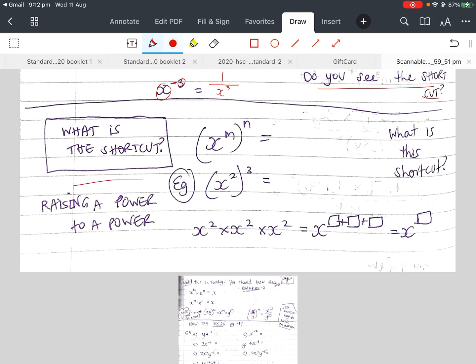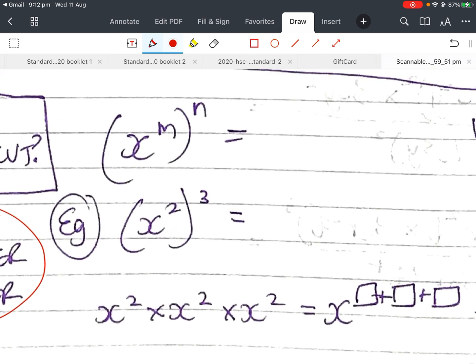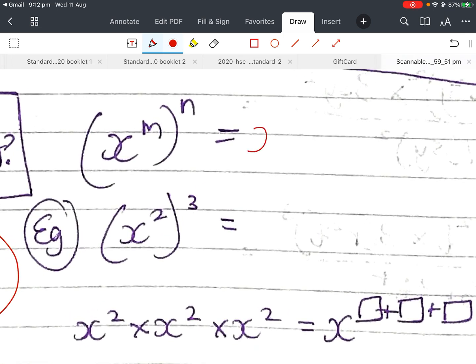This is called raising a power to a power. And hopefully you've watched the video, the shortcut was we're going to multiply the two indexes together. So x to the power of m, in brackets, to the power of n, is raising a power to a power every time. The shortcut is just to multiply those two together. Okay, now the long way that he did it, let's have a go.